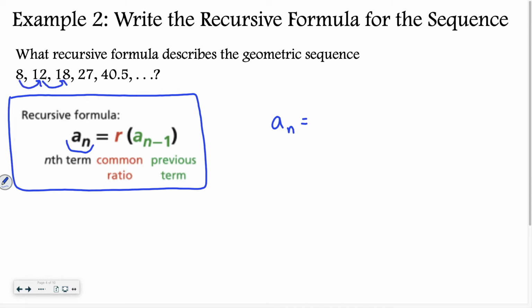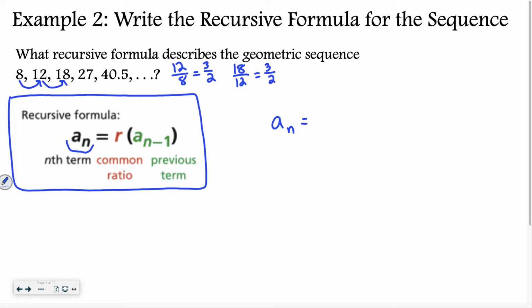Since that one's maybe not as obvious to people, what you're going to do is take the second term divided by the first term, and 12 divided by 8 reduces to 3 halves. And then if you want to check to make sure that you have that right, just do the next one, 18 divided by 12. And again, 6 goes into 18 3 times, 6 goes into 12 2 times.